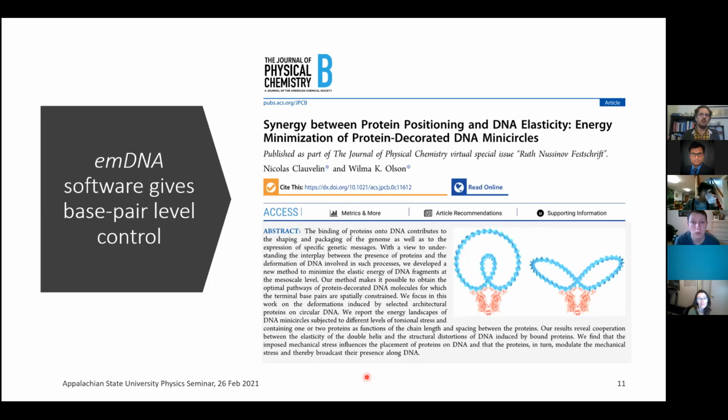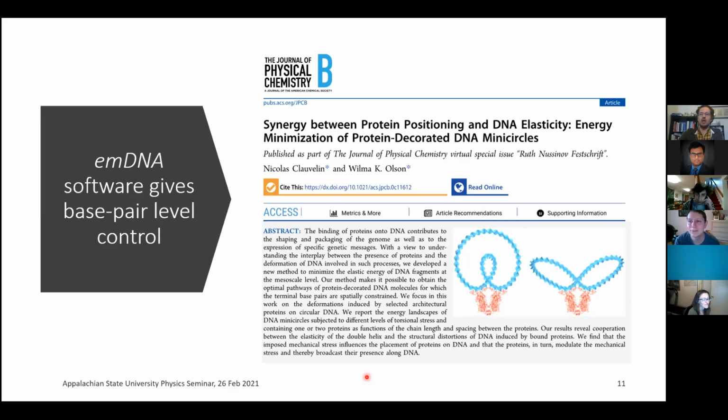So if you're interested in more information about our code and how we can do emDNA, we recently had that publication happen, which is nice. It's always nice to get a publication, and I'm going to be the point person for this, which is very exciting for me.